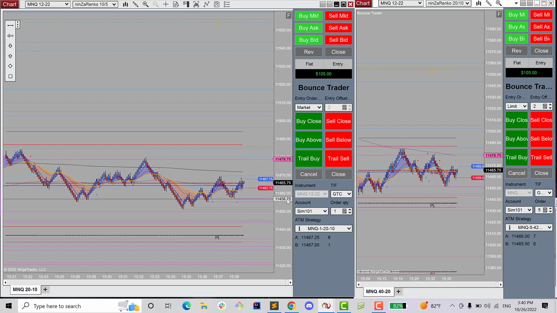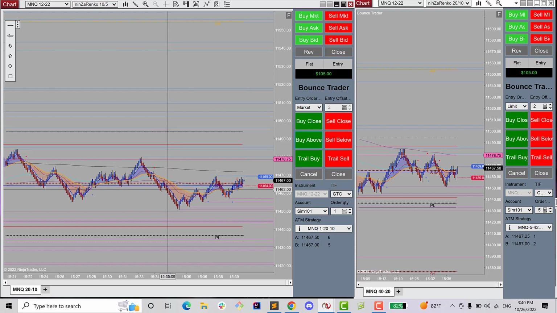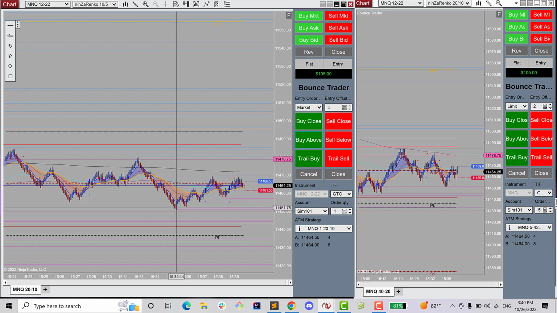For that, it would be good here if we hit trail buy while it's here. It would wait until this bar and it would open here. So it trails all the way until a reversal bar appears.